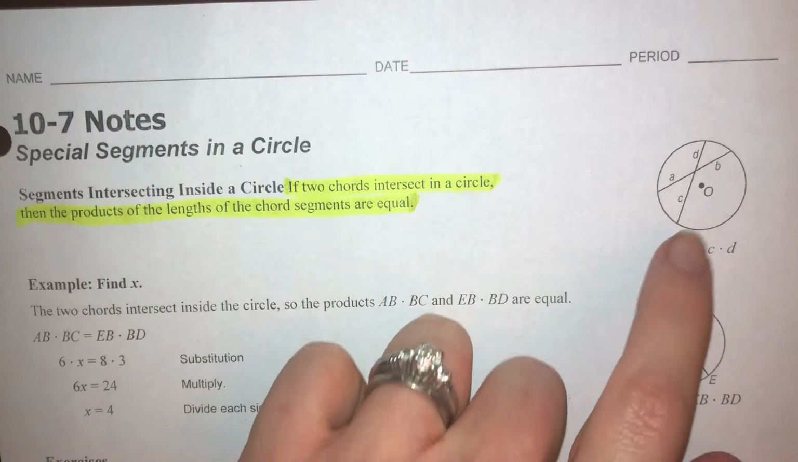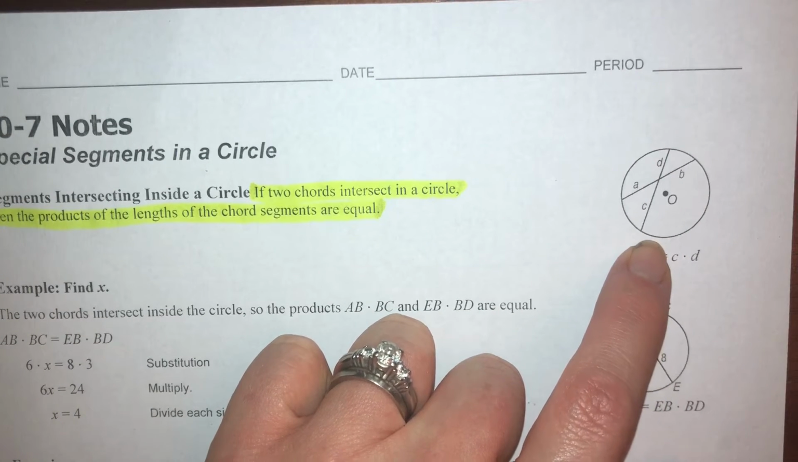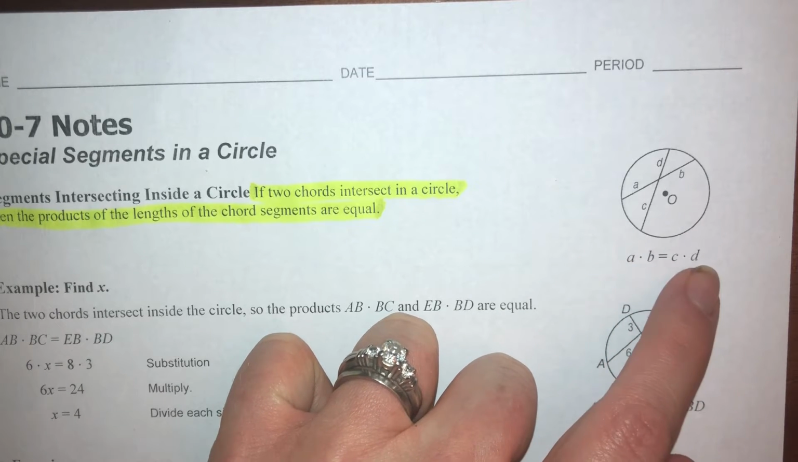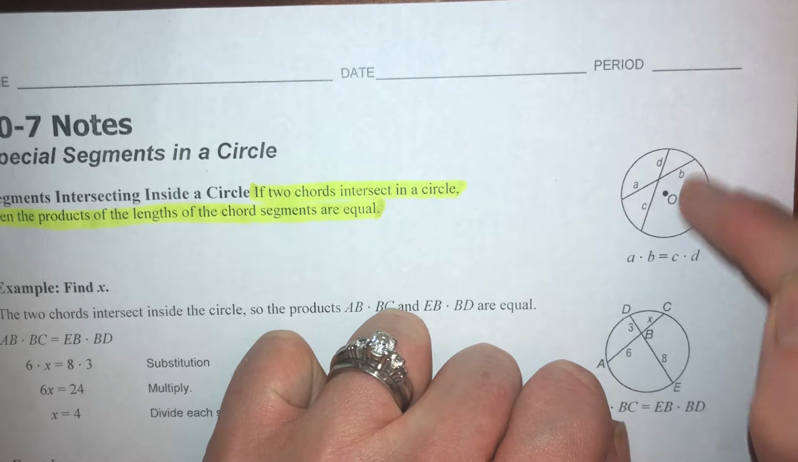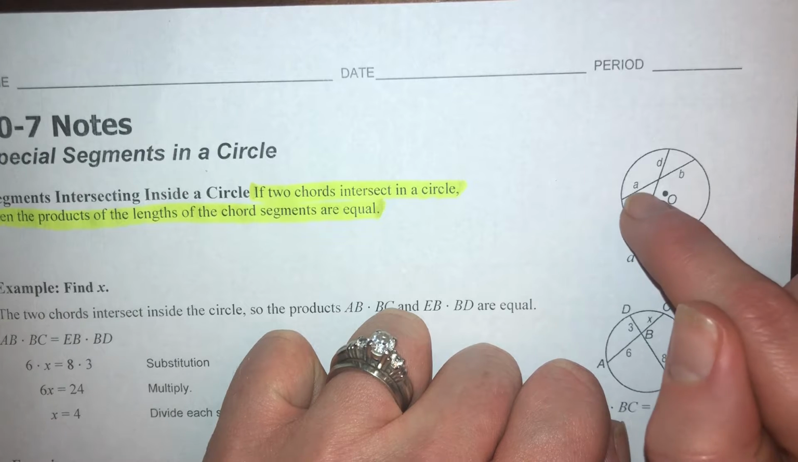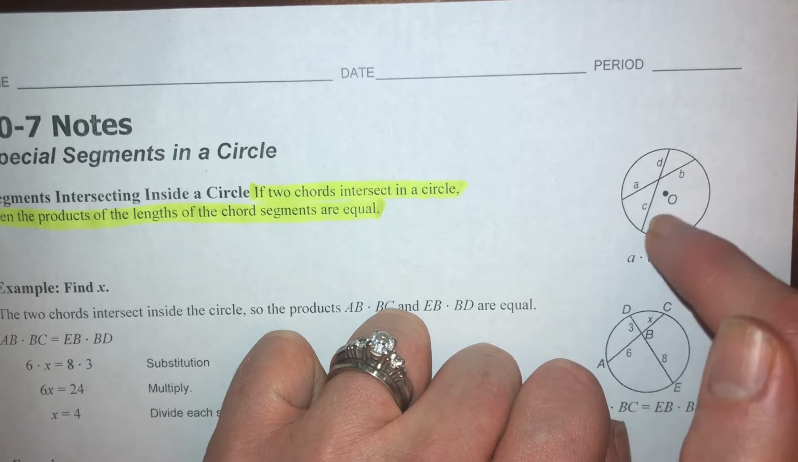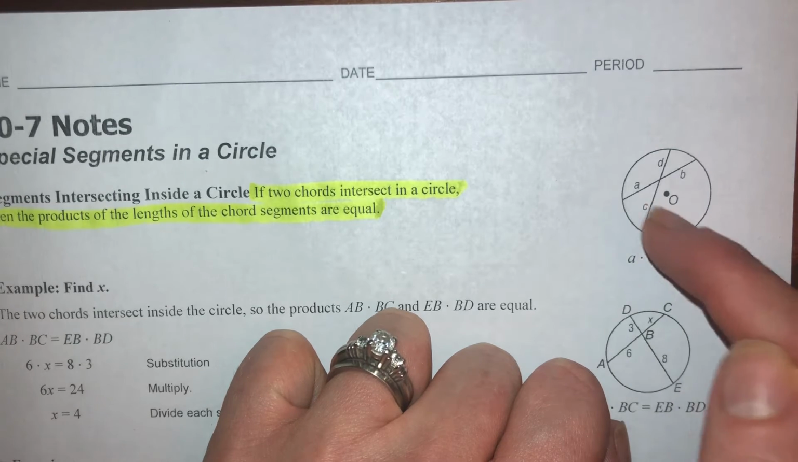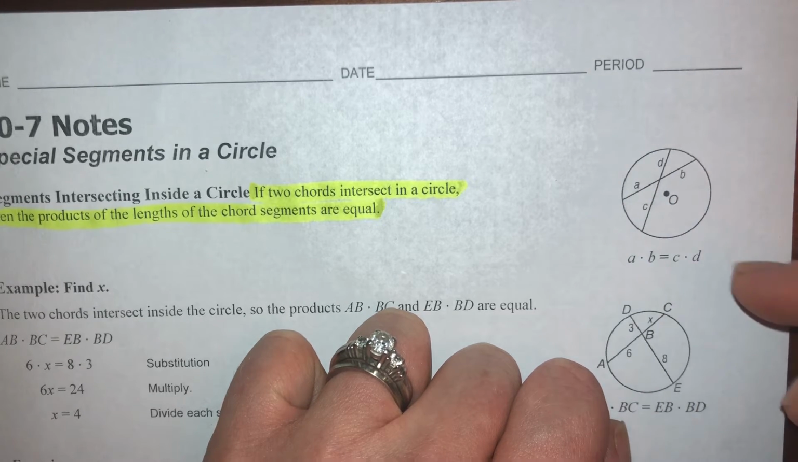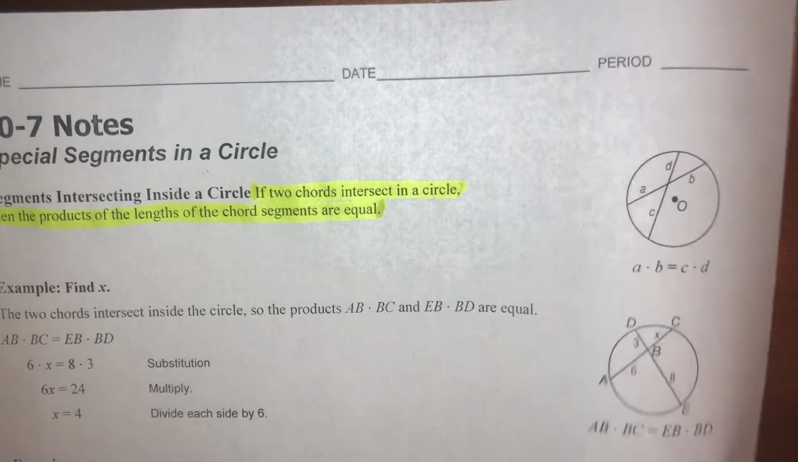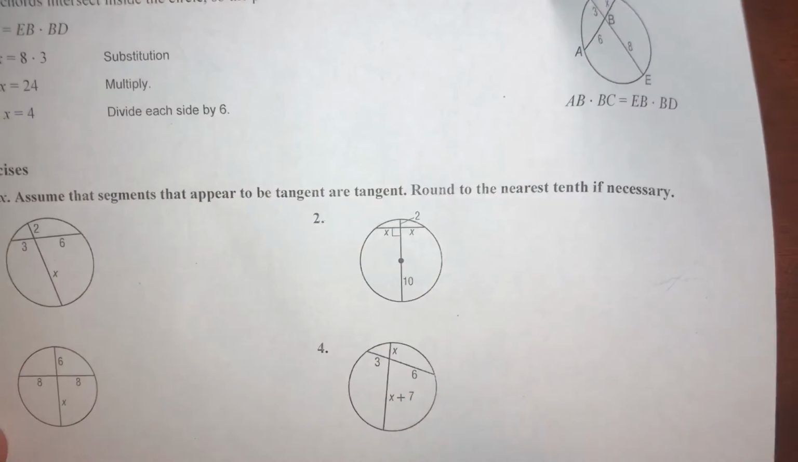So if you take a look at this picture at the right, it says A times B equals C times D. So we see two chords that intersect in the circle. And A and B are on one chord, and C and D are the lengths on the other chord. And if you multiply A times B, you get the same thing as if you multiply C times D. So this property is pretty easy to use, and we will get down to it and do some of these examples.